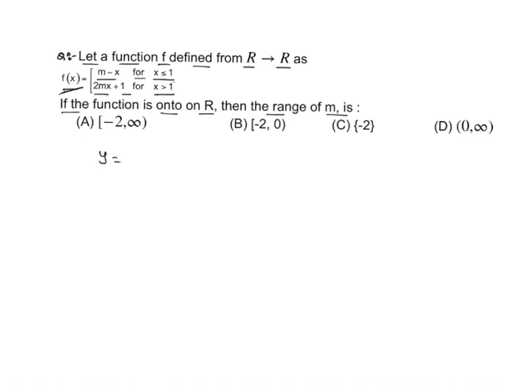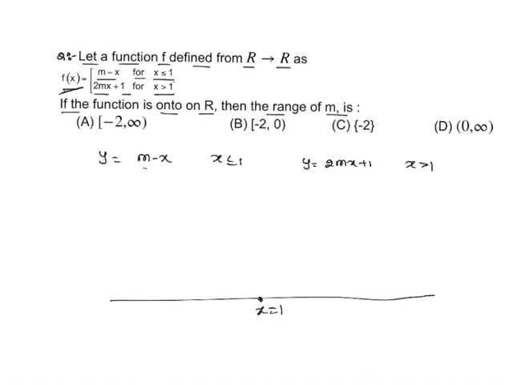f(x) is defined as what? y equals m minus x where x is less than or equal to 1, and y equals 2mx plus 1 where x is greater than 1. First we will make the graph of this one. So given is x equals 1. If I take the left hand side, the graph is m minus x, so this is decreasing because the slope is negative. If I take minus infinity, you get infinity. If I take 1, you get m minus 1. So this will be the graph.